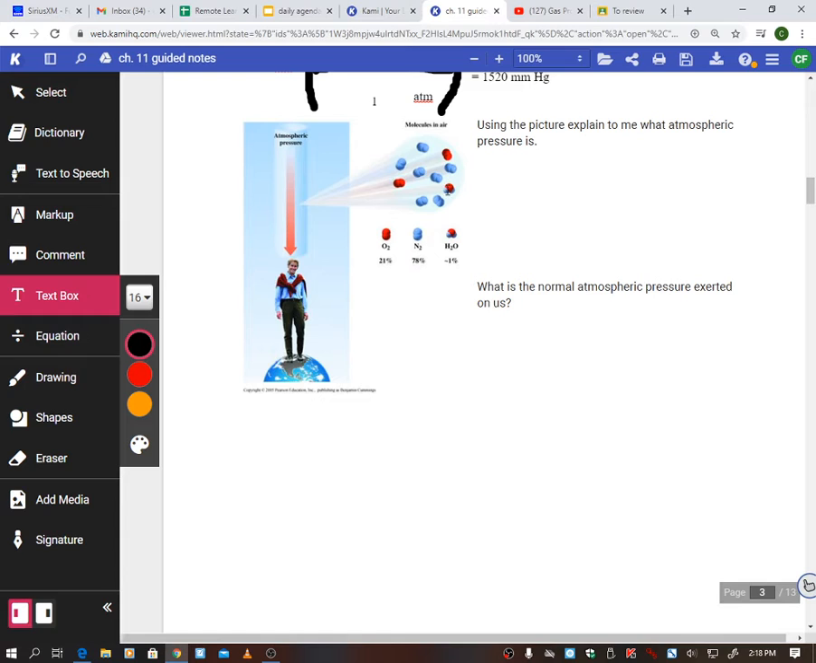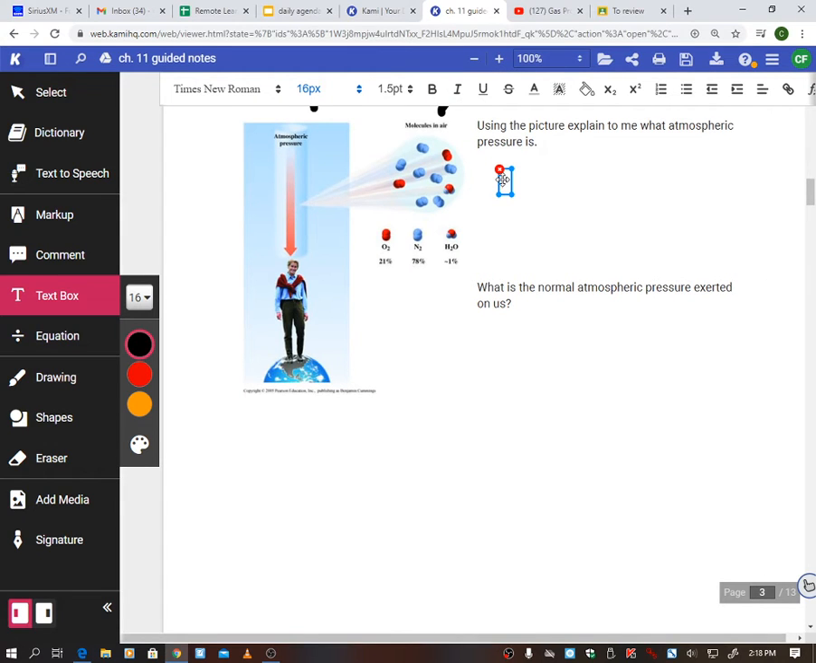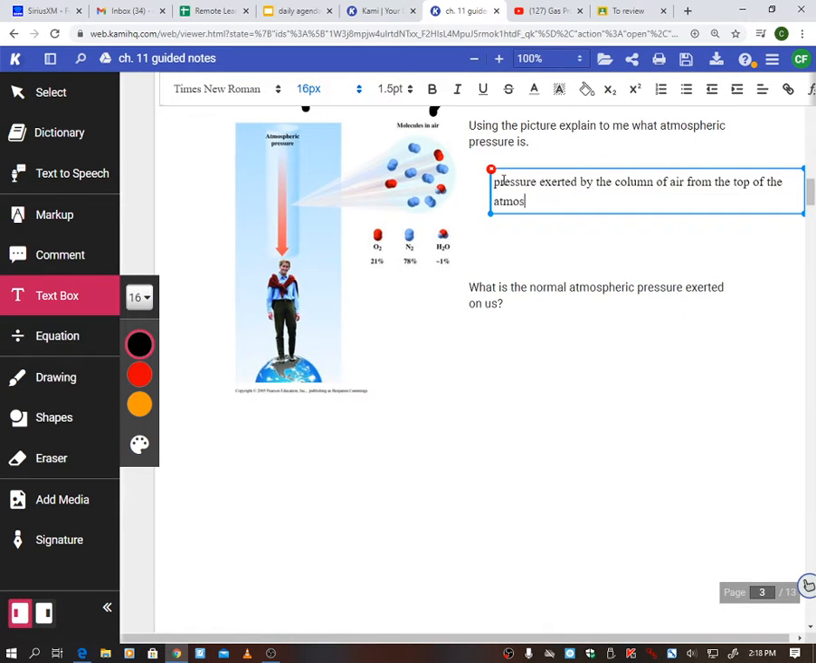That's because you're getting pressure changes there, right? So if you're using this picture, what I wrote down is it is the pressure exerted by the column of air from the top of the atmosphere. So right now, as you're sitting here, maybe doing these notes, you have a column of air pushing down on your head, right? It's nothing too crazy, but it's there.